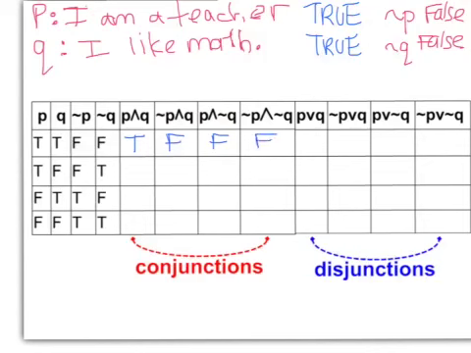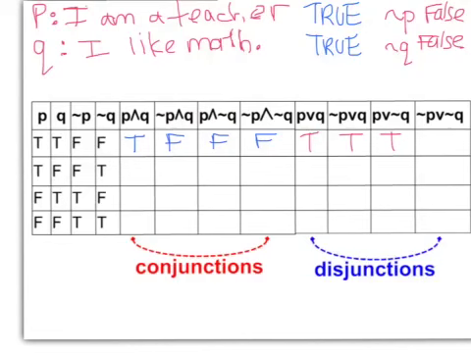Now we move on to disjunctions, so or. The first one is P or Q. I am a teacher or I like math. That means true or true, which is true. I am not a teacher or I like math. That means false or true, which is also true because one of them is correct. I am a teacher, or I do not like math. Again, one of them is true, so that's true.